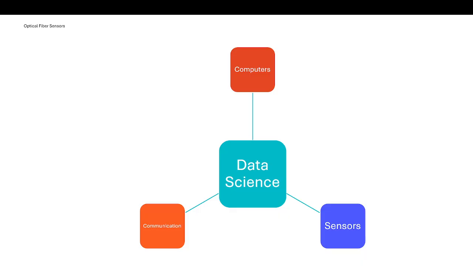Last class we discussed data science. There, three particular combinations are useful: computers, sensors, and communication. Communication and computers are widely explored, but there are still many sensors which have to be implemented or improved to get much more efficiency compared to the existing ones. Fiber optic sensors are one of the major advantages.